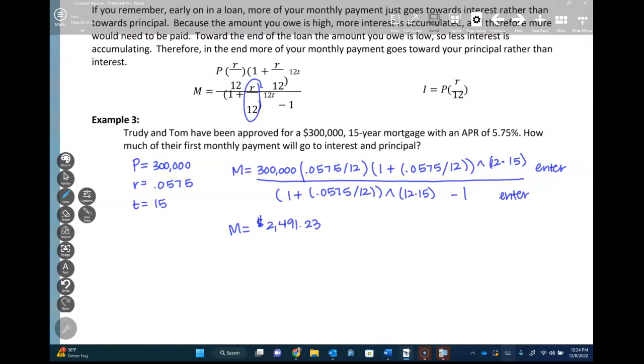To find your overall interest, we're going to use my formula, P times R divided by 12. So P is 300,000 times my R, which is 0.0575, divided by 12. And that's going to give me $1,437.50. That's being taken away. So the question was, how much of their first monthly payment will go to interest and principal? So this is the amount that's going to go to interest.